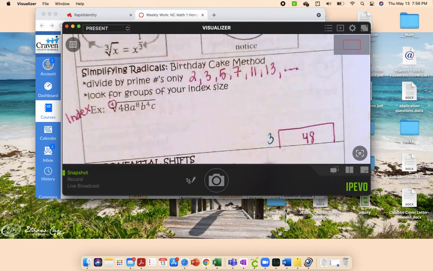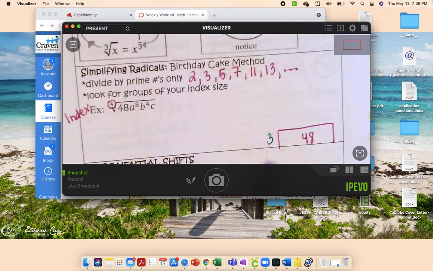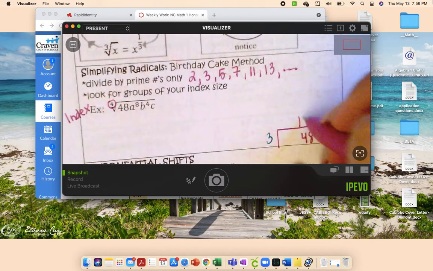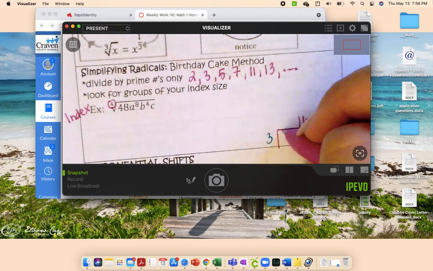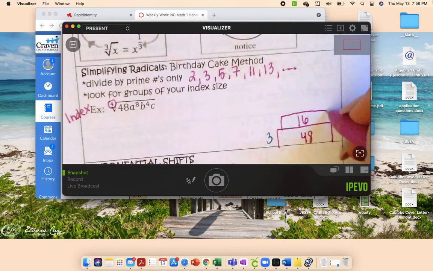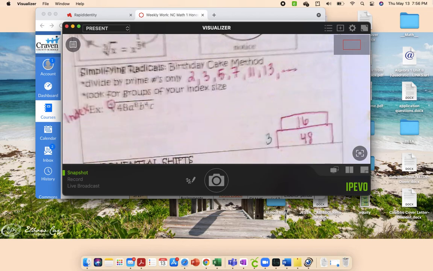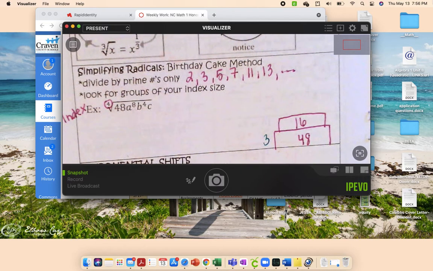All right, I'm going to put that 3 on the outside of the birthday cake. And when I do 48 divided by 3, I get 16. And this is the next tier of my birthday cake. So then I think, all right, well, what goes into 16? What prime number divides into 16?